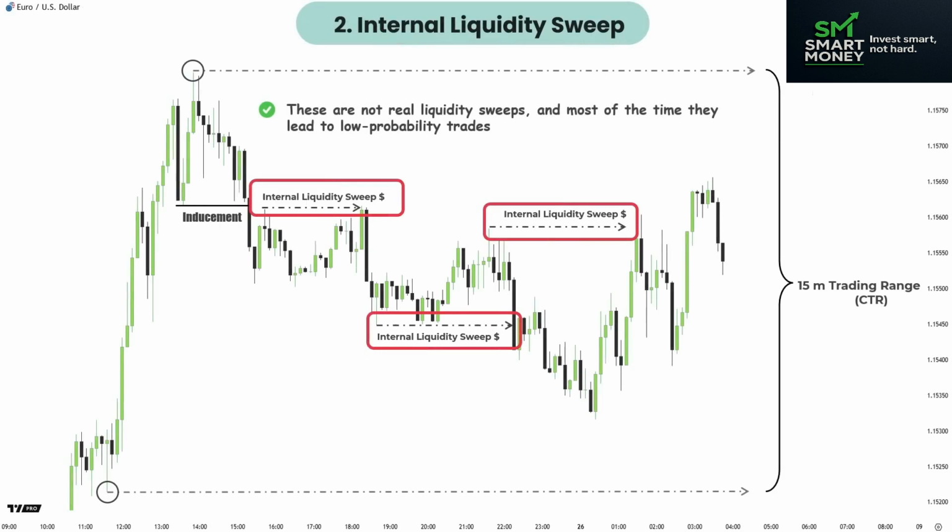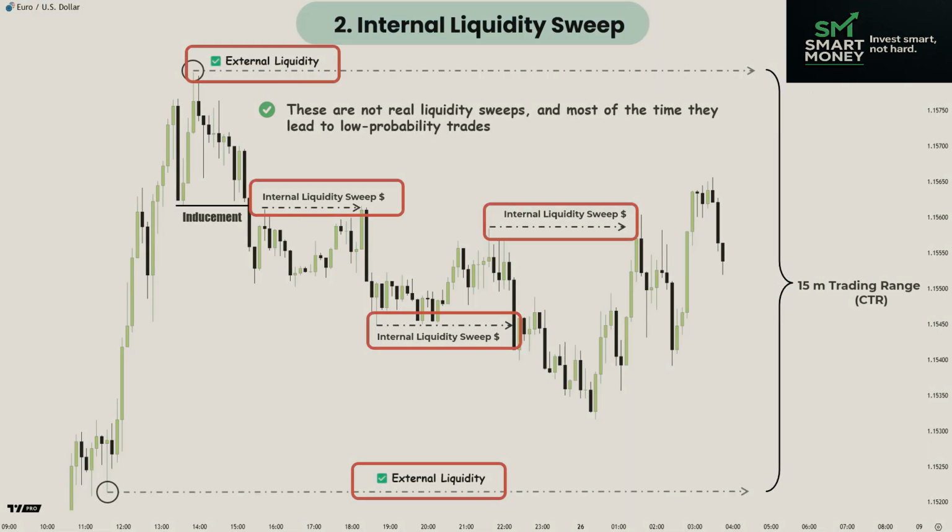Now, we also have liquidity sweeps that occur at internal swing highs or lows inside a trading range. These are not real liquidity sweeps, and most of the time, they lead to low probability trades. The reason is simple. The most important liquidity always sits above or below the high and low of the trading range. Because of that, price is far more likely to target external liquidity, not internal swing points. So our focus should always be on liquidity sweeps at key external levels, not just any internal high or low.